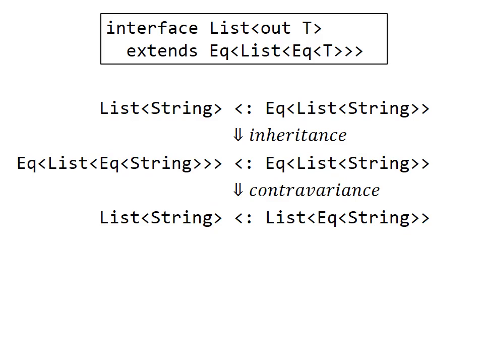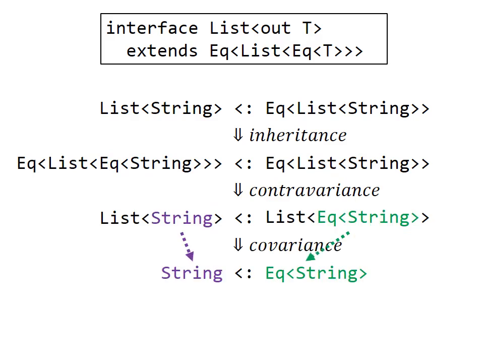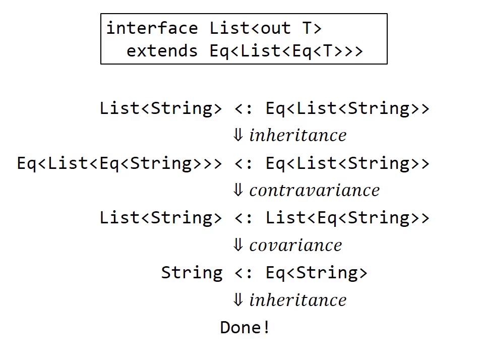Now we have two lists, and because List is covariant, we can apply covariance, again recursing on the type arguments, but this time leaving them on the same sides in the subtyping judgment. Next, we need to check whether a String is a subtype of EQ of String, which is true because that's how we define String. So we are done. Therefore, lists of strings are equatable with each other. But notice that this proof relies on the fact that strings are equatable with each other. So this does not hold for lists of arbitrary classes that are not equatable, which is what we wanted.